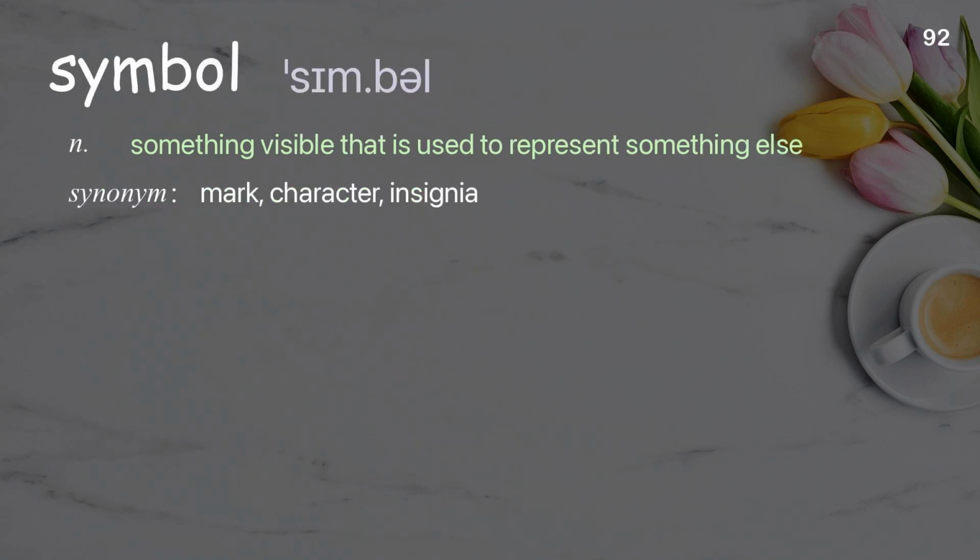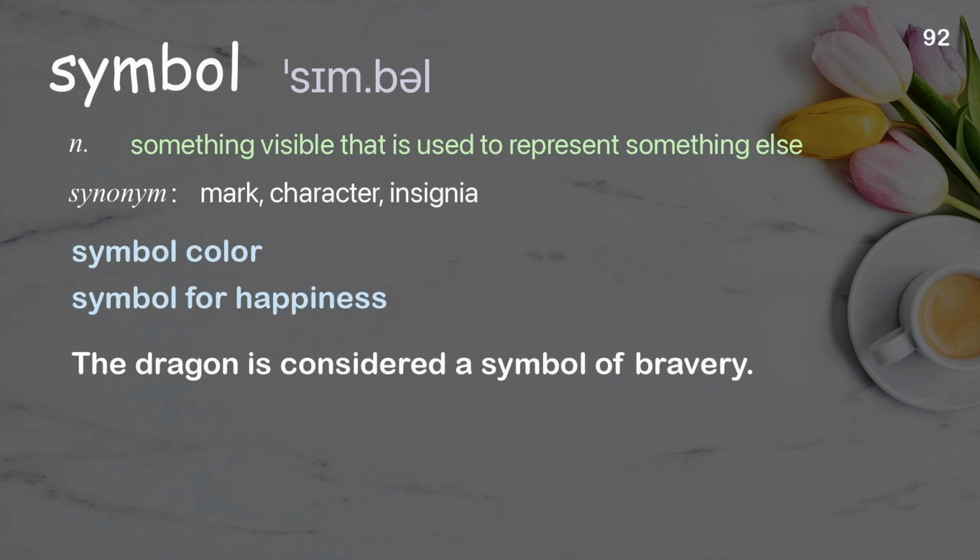Symbol: Something visible that is used to represent something else. Examples: Symbol color. Symbol for happiness. The dragon is considered a symbol of bravery.